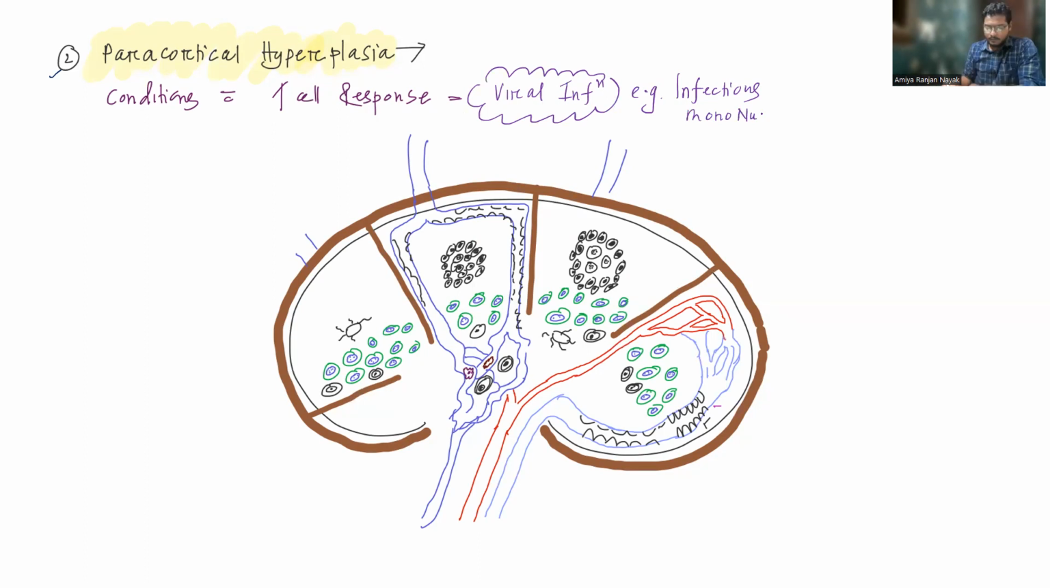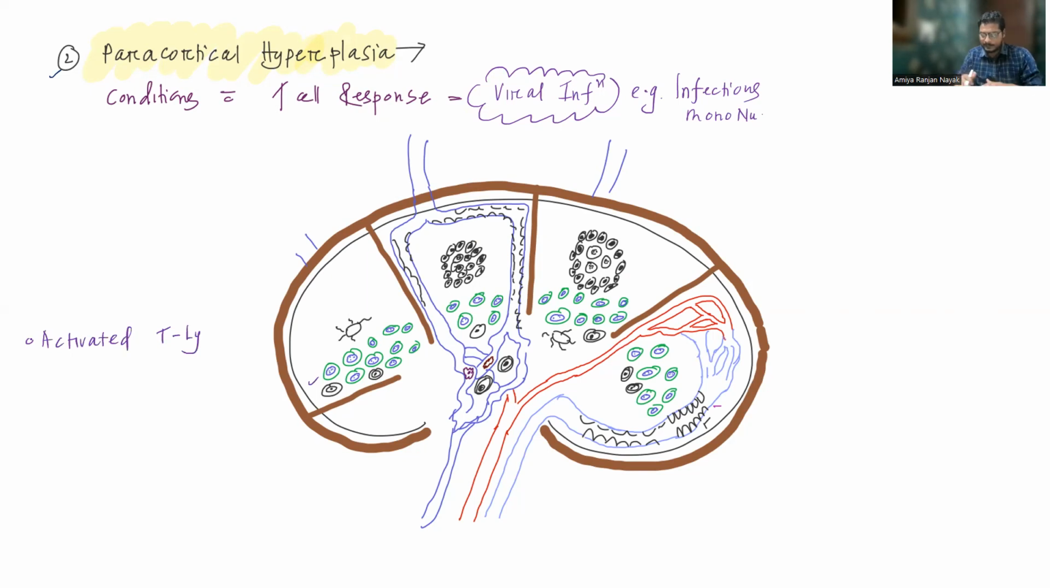So what are the morphological points? Now you have to focus on the paracortical area. This is the paracortex, and in the paracortex we are going to find the activated T lymphocytes. Activated T lymphocytes, similar to activated B lymphocytes, will have a nucleus with open chromatin and prominent nucleoli. So those things we can also appreciate here. So we are going to find activated T lymphocytes.